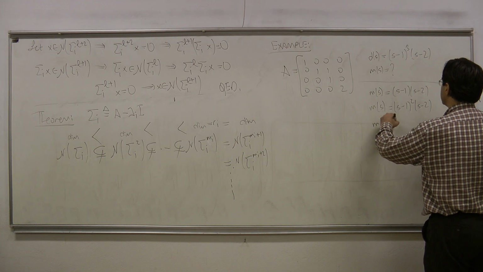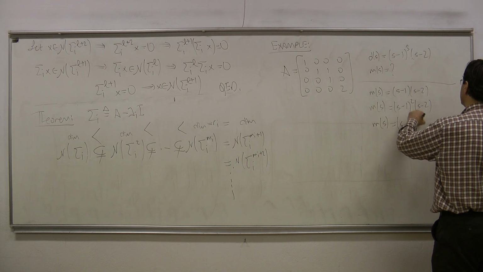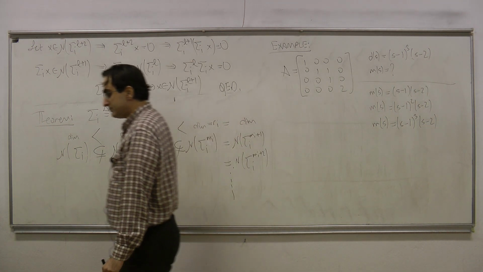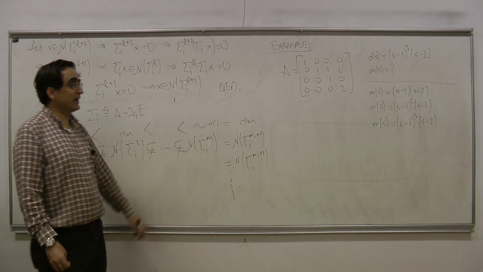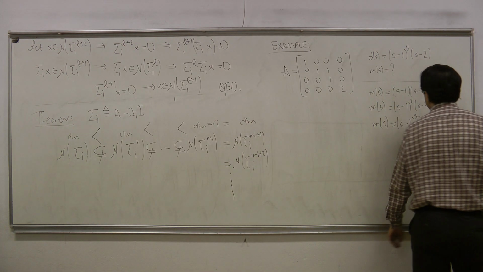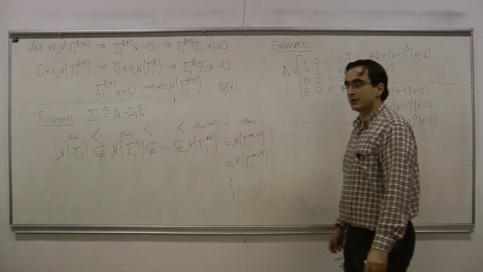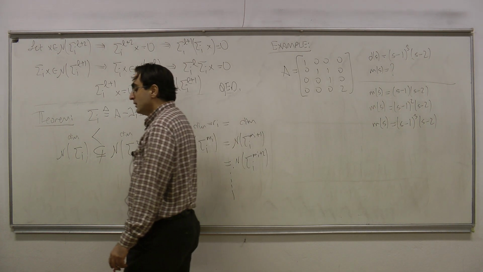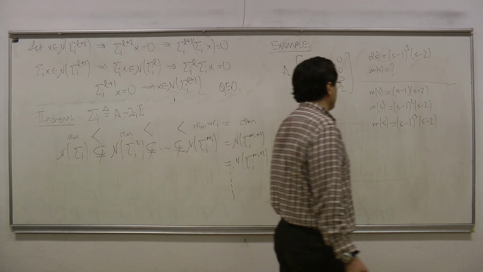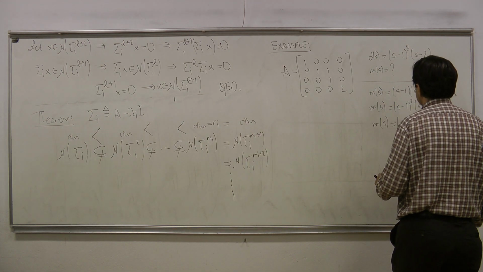And the third alternative would be S minus 1 cube, S minus 2. Okay? In the third case, I have the equality between the minimal polynomial and the characteristic polynomial. Okay? So here, remember how we determined the minimal polynomial in the earlier instances.